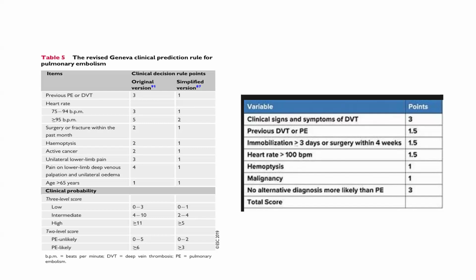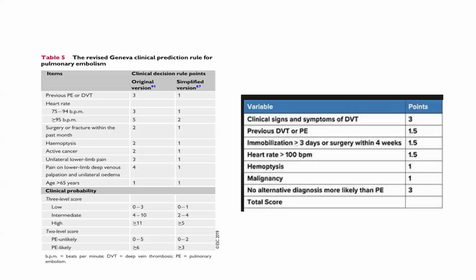According to the clinical probability, this is divided into three types: low, intermediate, and high. If the score is between 0 to 3, that means the probability of PE is low. If the score is between 4 to 10, that means the probability of PE is intermediate. If the score is more than or equal to 11, then the probability is high.